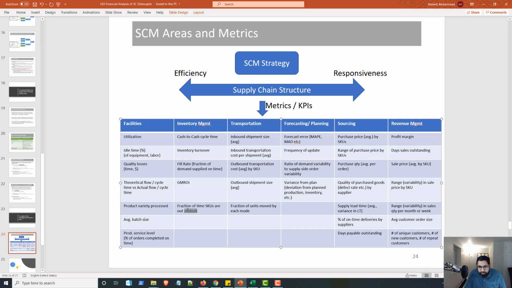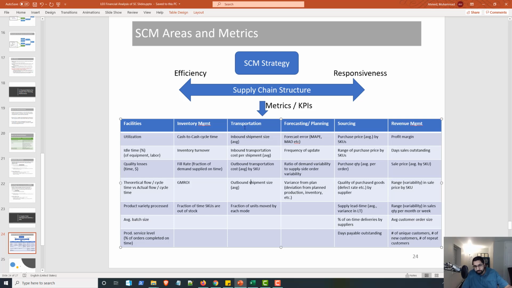Fraction of time SKUs are out of stock. So once you do go out of stock, you don't have stock or inventory of something, how long do you stay out of stock, right? So think about the COVID-19 issue that happened. There were shortages of toilet paper, okay? So retailers were out of toilet paper. What mattered was their fill rate was low, their availability was low. But what also mattered was how long were they out of stock? Were they out of stock for 4 weeks, 6 weeks, 8 weeks, or the whole year, right? That also matters.